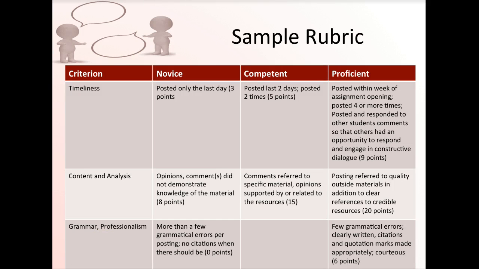For the lowest amount of points, or actually no points, if there are more than a few grammatical errors per posting, so you're not proofreading, and there are no citations where there should be, then you don't get any points for grammar and professionalism. If there are few grammatical errors, especially errors that don't interfere with understanding what you posted, it's clearly written, there are citations and quotation marks made appropriately, and it's courteous, all those are qualities that would earn you the full 6 points.